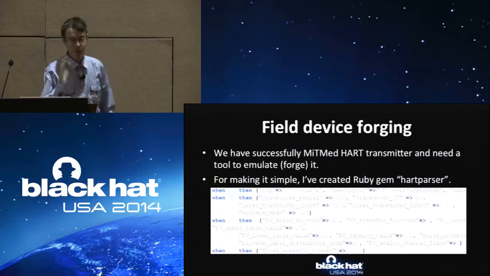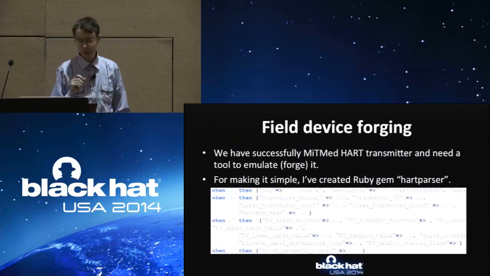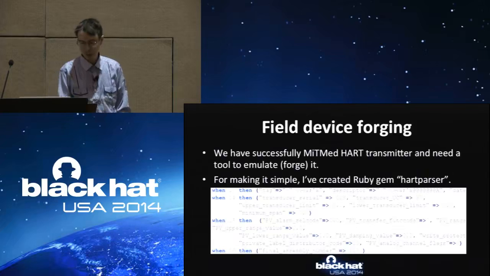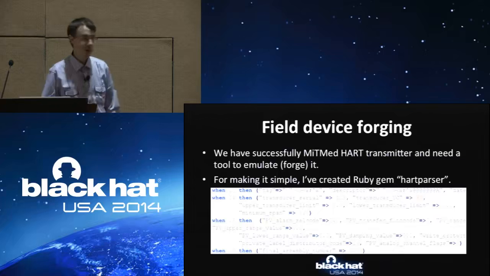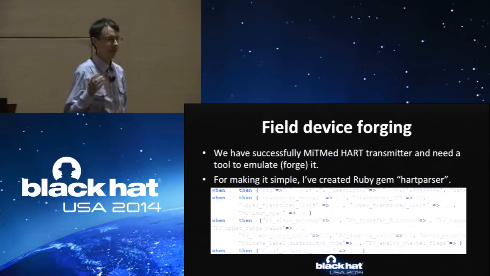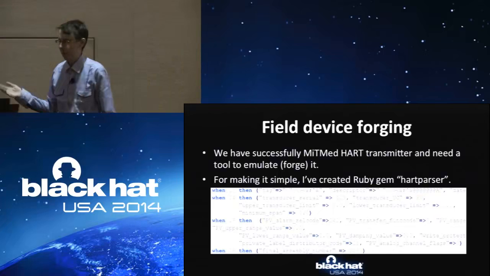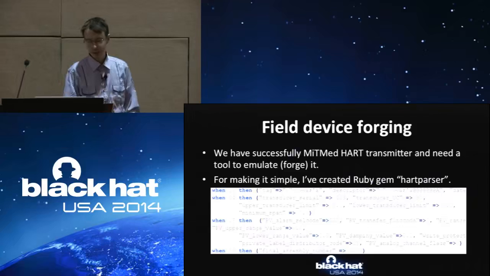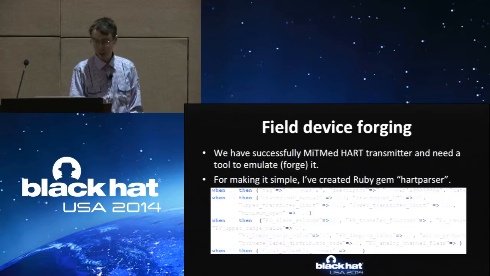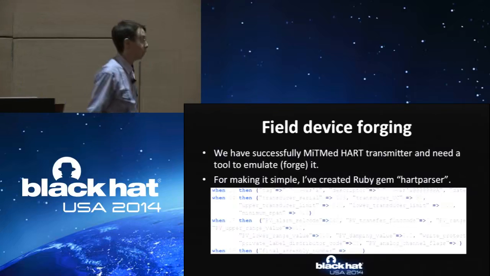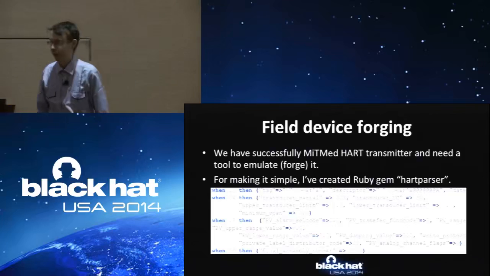However, you may think that it's hard, but I've made things simple and created a special Ruby gem, hart parser, that is proposed for emulation of HART devices, for forging them. All you need is to sniff the line, capture some real transmitter responses, and then add them to the emulator in the form of Ruby construction, and you are ready to forge the device. As you can see, the code is very simple, just the values of the HART parameters.